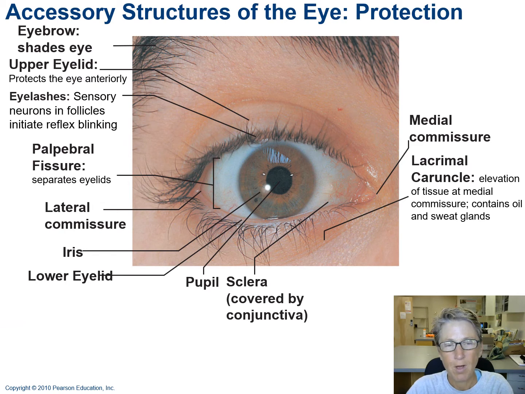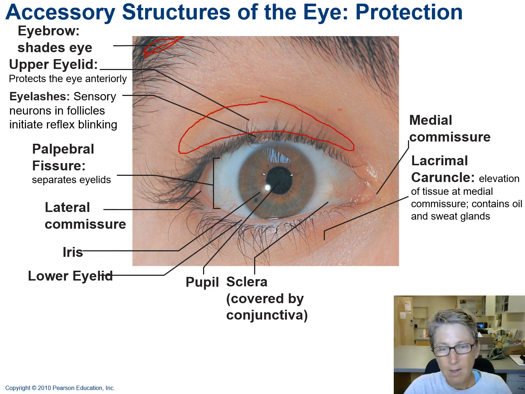So here's a photograph of an eye. It just shows a lot of stuff that you guys already know. The eyebrow is up here, and its function is to shade the eye. This piece here, this is your upper eyelid. And then of course, if you have an upper eyelid, you have a lower eyelid down here. The eyelashes have sensory neurons in the follicle of your eyelash that can initiate a blinking reflex.